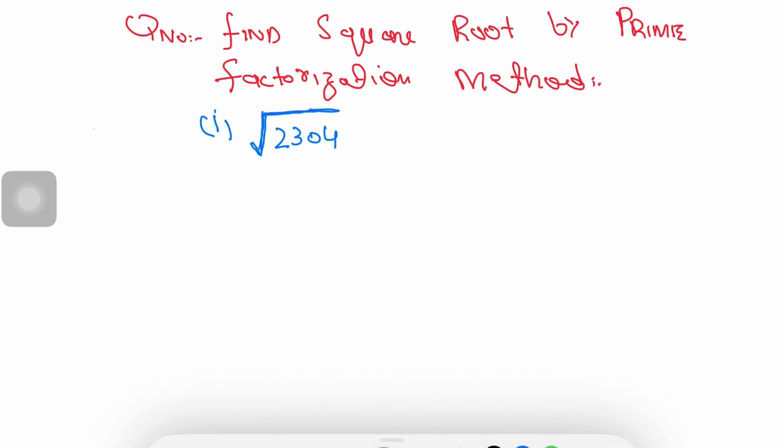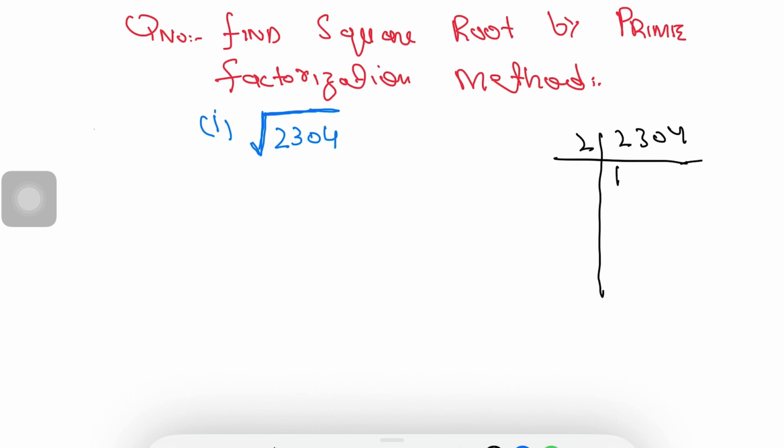In this video, we are discussing the radical 2304 by the prime factorization method. No need to use the calculator. All the calculation in this video is done by hand, not using a calculator. So let's start finding the square root without a calculator. We write the prime factorization method.